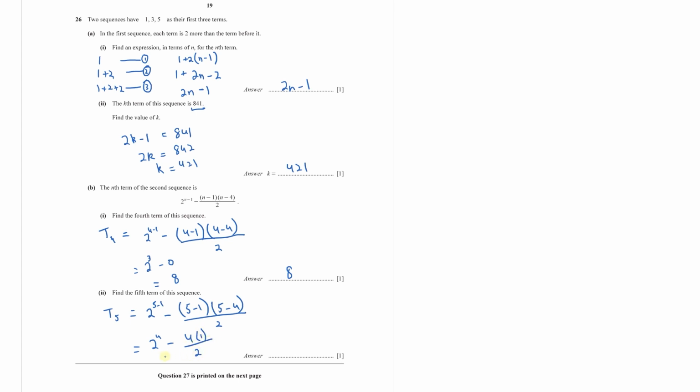So 4 into 1 divided by 2. So I get 2 ones are 2, 2 times 2 is 2, and 2 power 4 is 16. So you'll get 16 minus 2, which will equal to 14. So your fifth term of this sequence is 14.